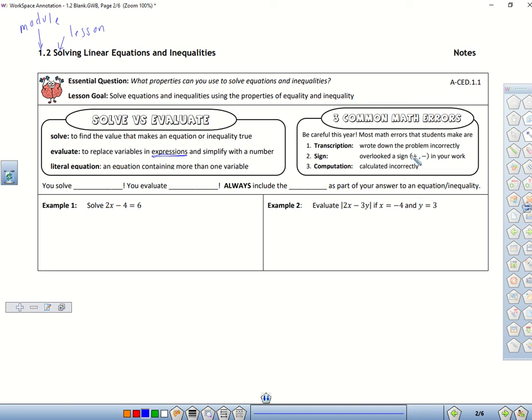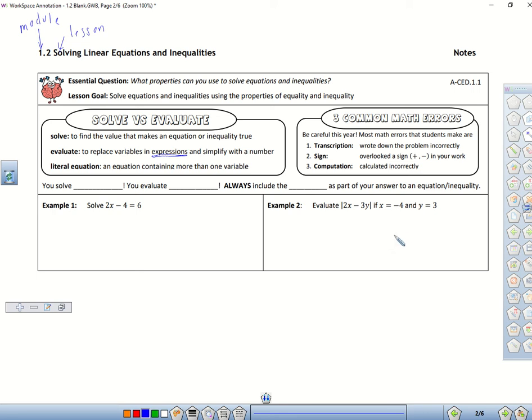So 3 common math errors. This is pretty straightforward. This is just talking about some errors that are common that students make that you want to look out for. So sometimes you're rushing and you write down the problem incorrectly. Of course, if you're trying to solve a problem that's different than the actual problem, your answer is not going to be correct. Signs, so oftentimes students will overlook a plus or a minus or see it as the opposite. So always check and make sure your signs are correct. And then just incorrectly calculating the computation.